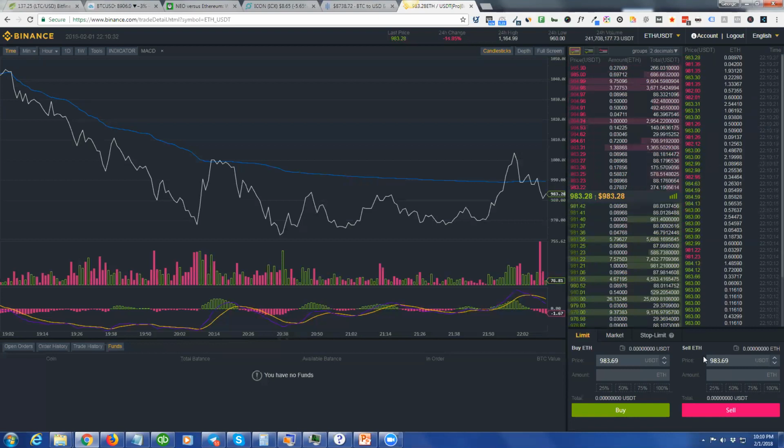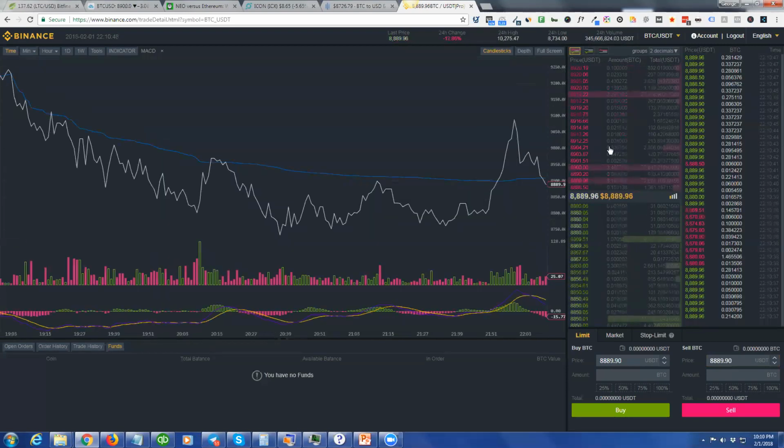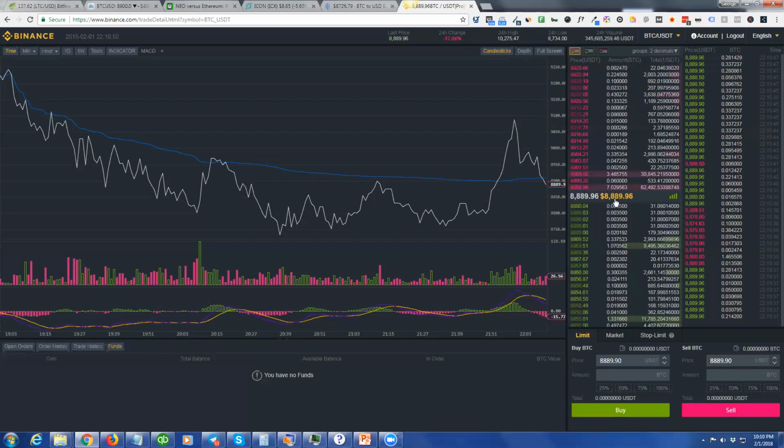So I'm on Ether right now. Where am I changing this? Oh, here, up top. If I want to change the currency pairs, let's go to Bitcoin. And you can see, even though it's USDT, the price is very similar to Bitfinex and GDAX and so on.